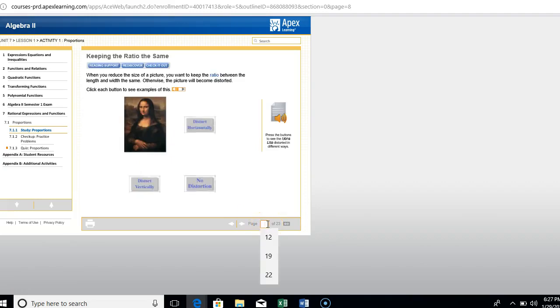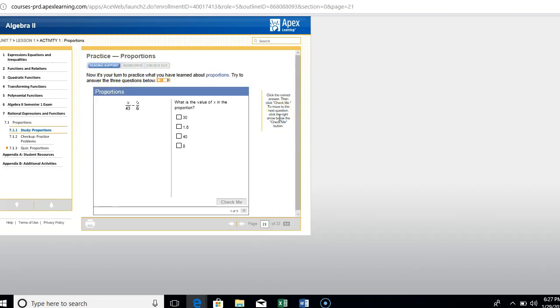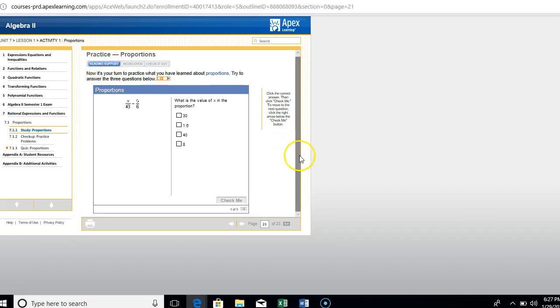Pretend like you've gone through it. On one of the very last pages of the study, there's interactive practice. So this is where you actually practice. So answer the 3 questions below. What is the value of X in this proportion?